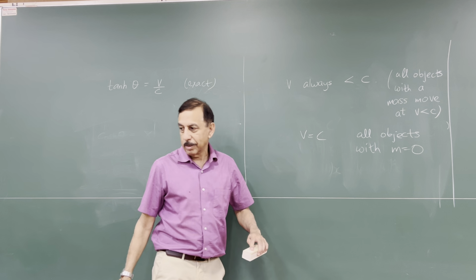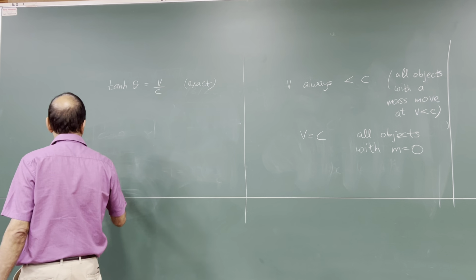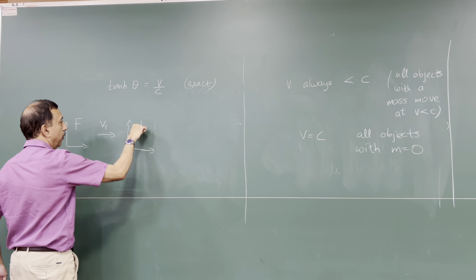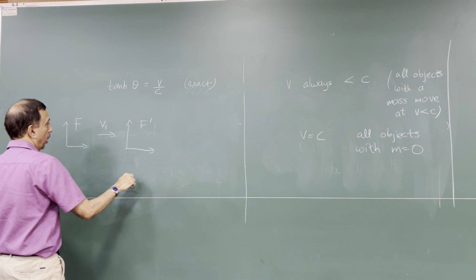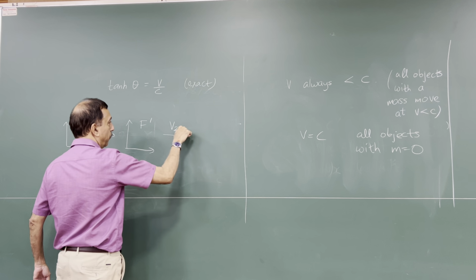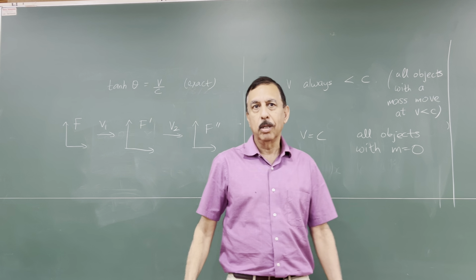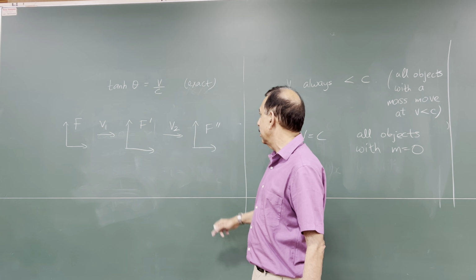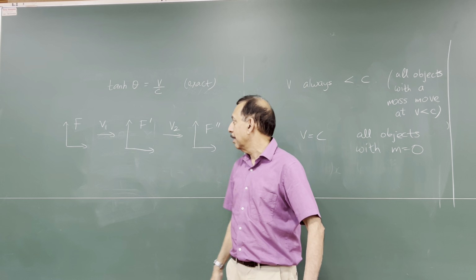Now some more fun consequences. Now we can do a very favorite trick, which is to have a frame f move with velocity v1, another frame f prime, and then a third frame f double prime moving at velocity v2 with respect to f prime. So we are composing them. How do I find out the Lorentz transformation between this and that frame? It should be possible. I think I mentioned this last time.